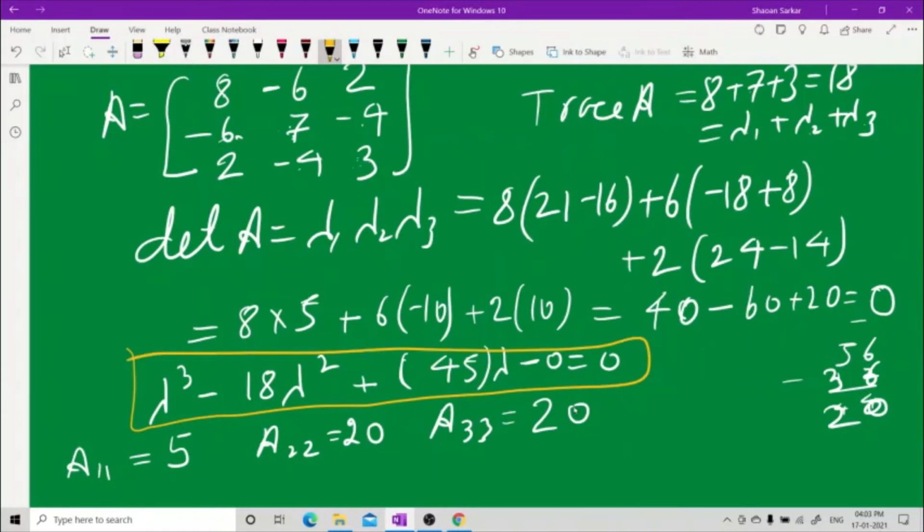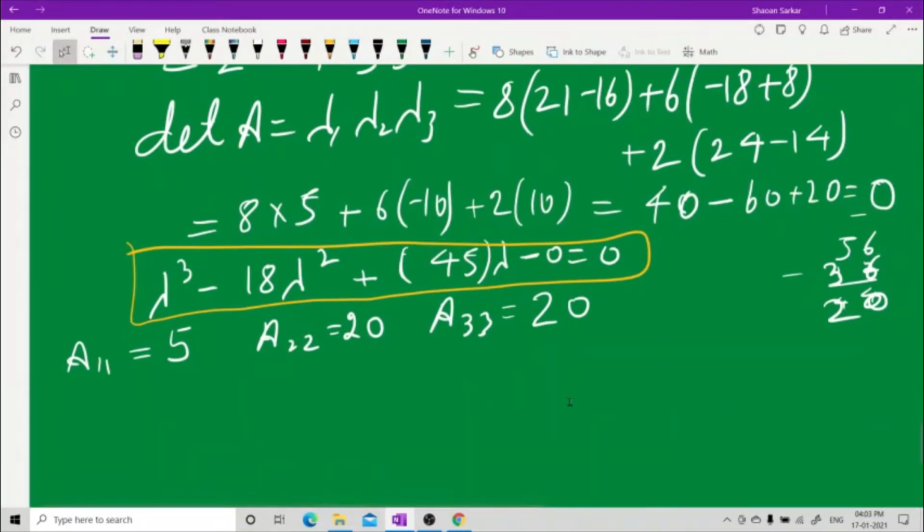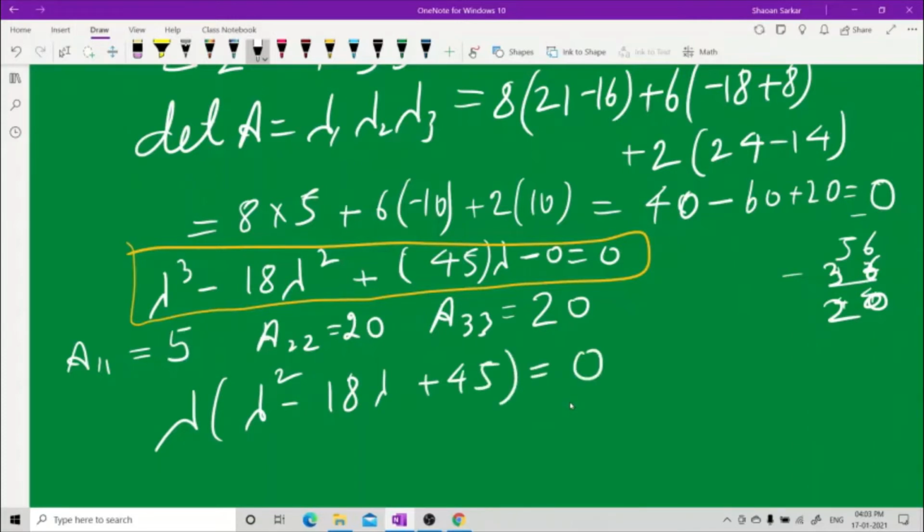Now come to this point. Lambda cubed, take lambda out. You have lambda squared minus 18 lambda plus 45 equal to 0. Now this equation is very simple. 15 threes are 45. Now check, one value of lambda is 0, the other will be 3, the other will be 15.